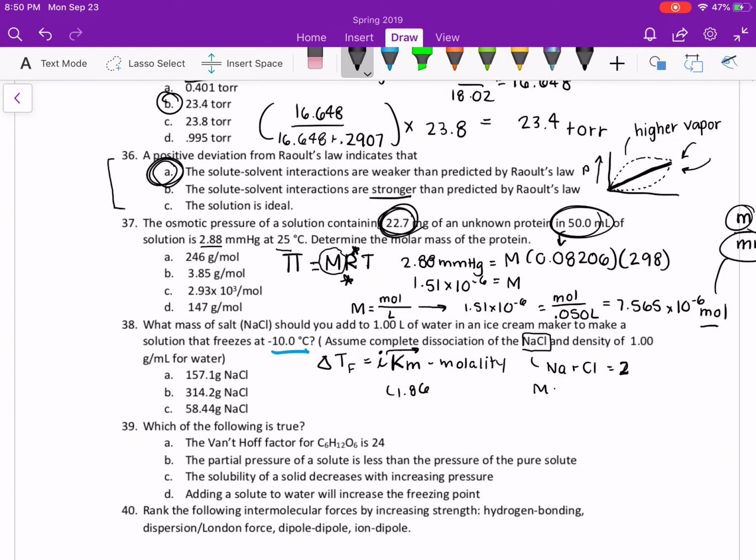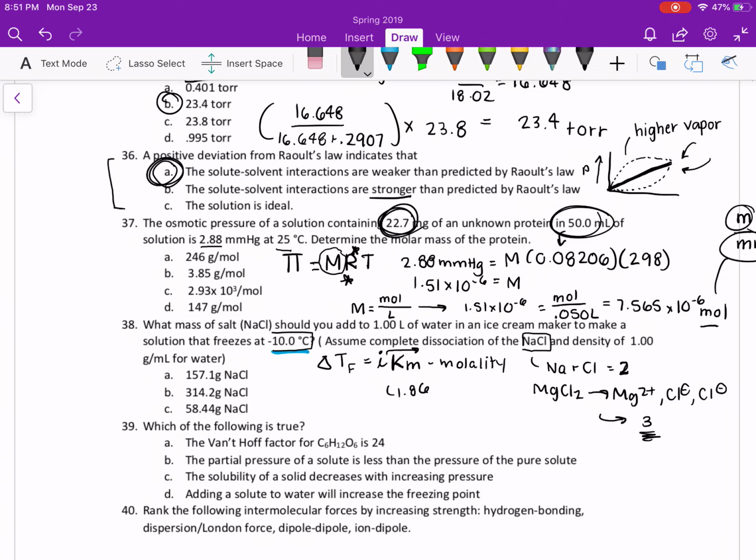If I had something like MgCl2, when it dissolves into Mg2+ plus Cl and another Cl, that's going to have an i of 3. These values are often experimentally determined, but for the most part they follow these patterns. It might deviate by like 0.1 or something like that.